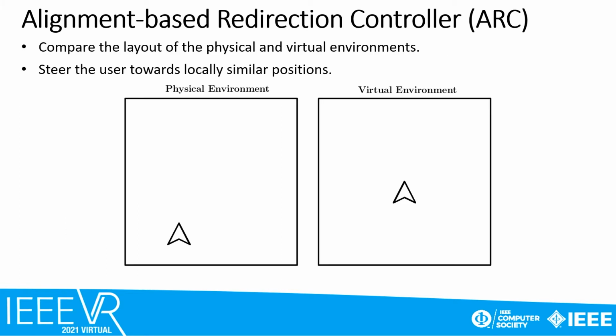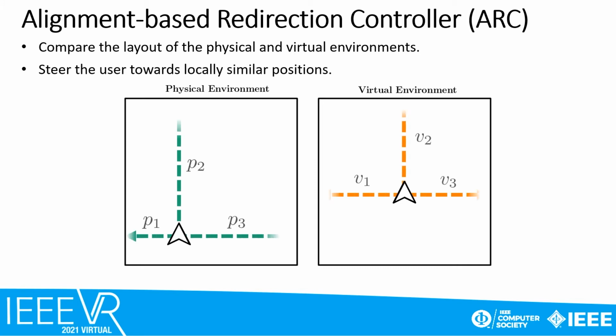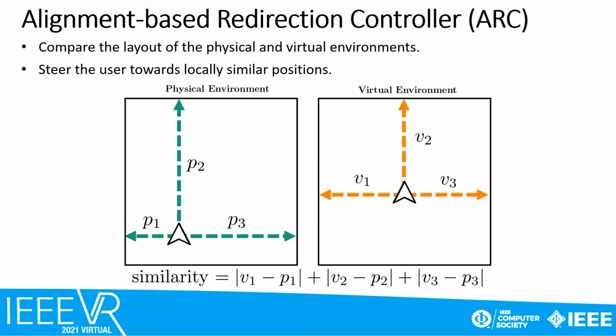Equipped with this knowledge, we developed an alignment-based redirection controller, or ARC for short. ARC compares the layouts of the physical and virtual environments and steers the user towards locally similar positions. It does this by first computing the distance to the closest obstacle to the left, right, and in front of the user. Then, the similarity of the environments is computed as the sum of the pairwise differences of these distances. ARC aims to steer the user to minimize this sum. Full details on the algorithm can be found in our paper.